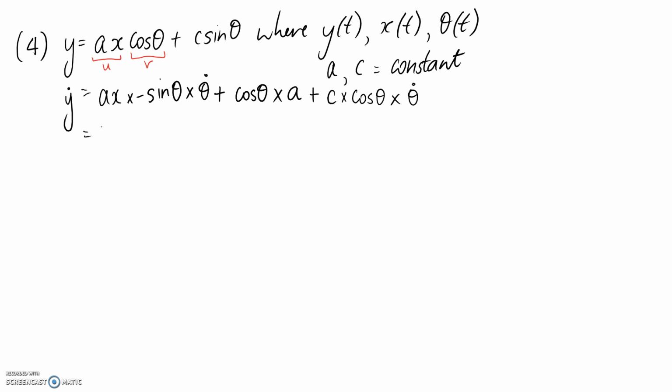Alright, so let's write this out a little bit nicer. So we're going to get y dot is equal to negative ax theta dot sine theta plus a cos theta, and then plus c theta dot cos theta. And that's the answer in there.